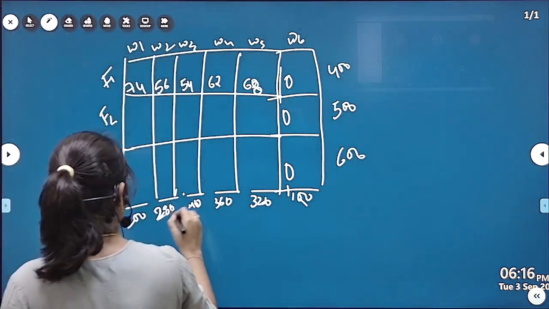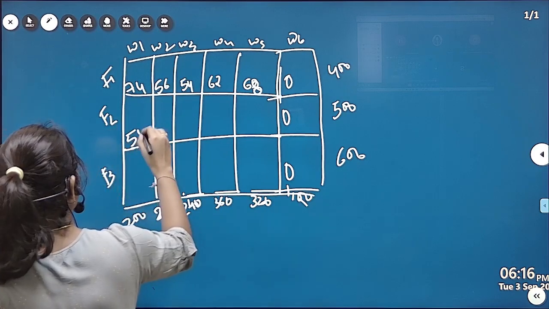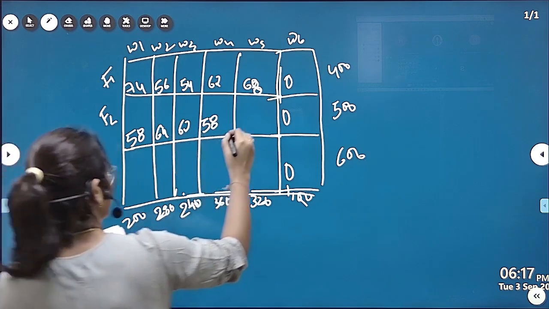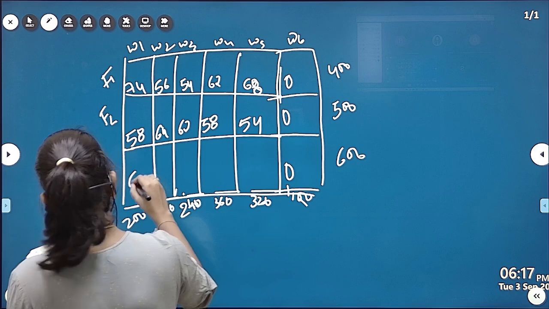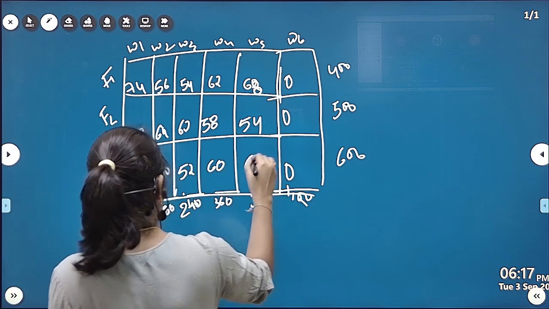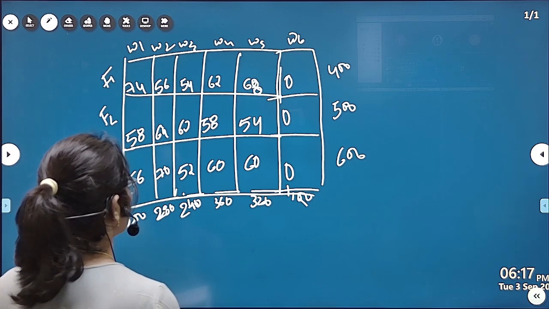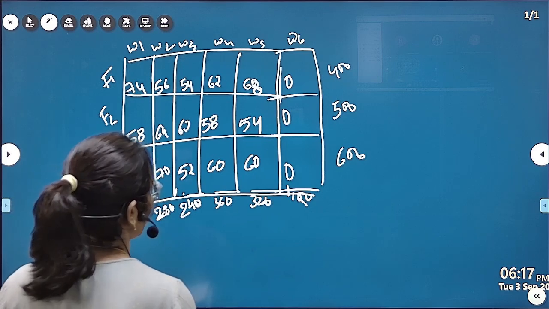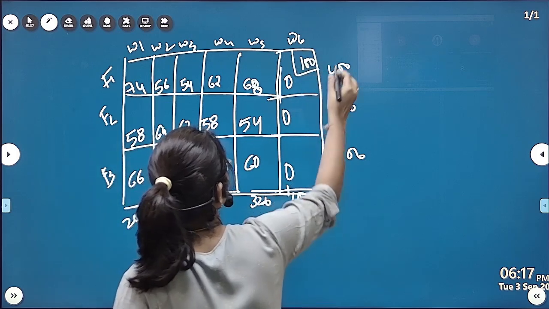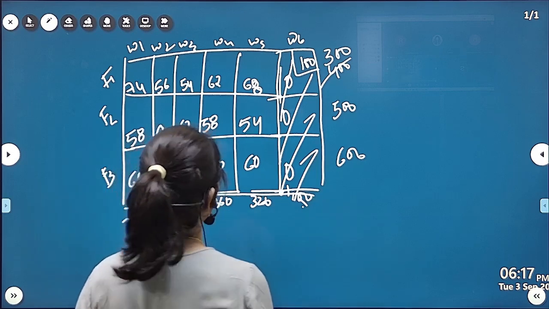220. So write down the values: 58, 64, 62, 58, 54, 66, 70, 52, 60, 60. So now tell me the least cost from this. Obviously the least cost will be 0, right? So take here 0. This is the lowest value, so minus 100. Now this row will be crossed.